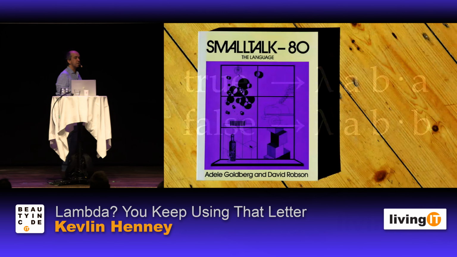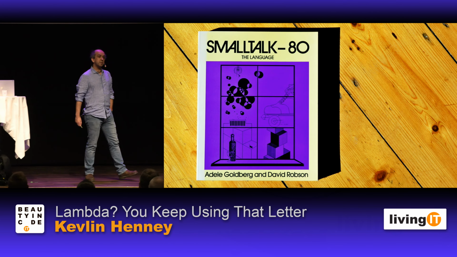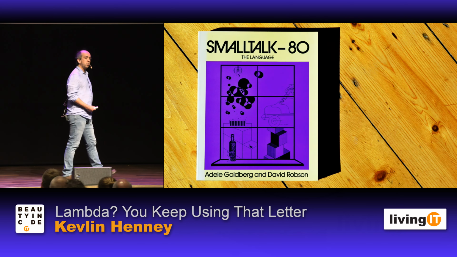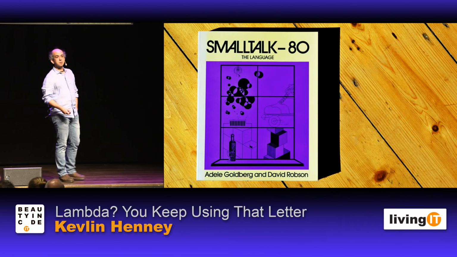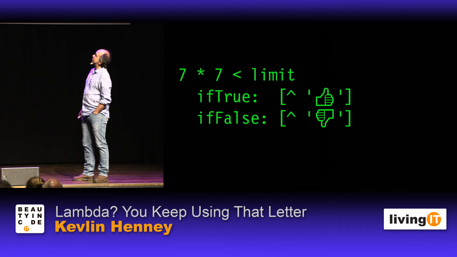It turns out that this is exactly the same or similar system that is used in Smalltalk, where we are able to say truth and falsehood are not normal values. They are actually instances of objects. I can take 7 times 7, is it less than a limit? This is an if else.